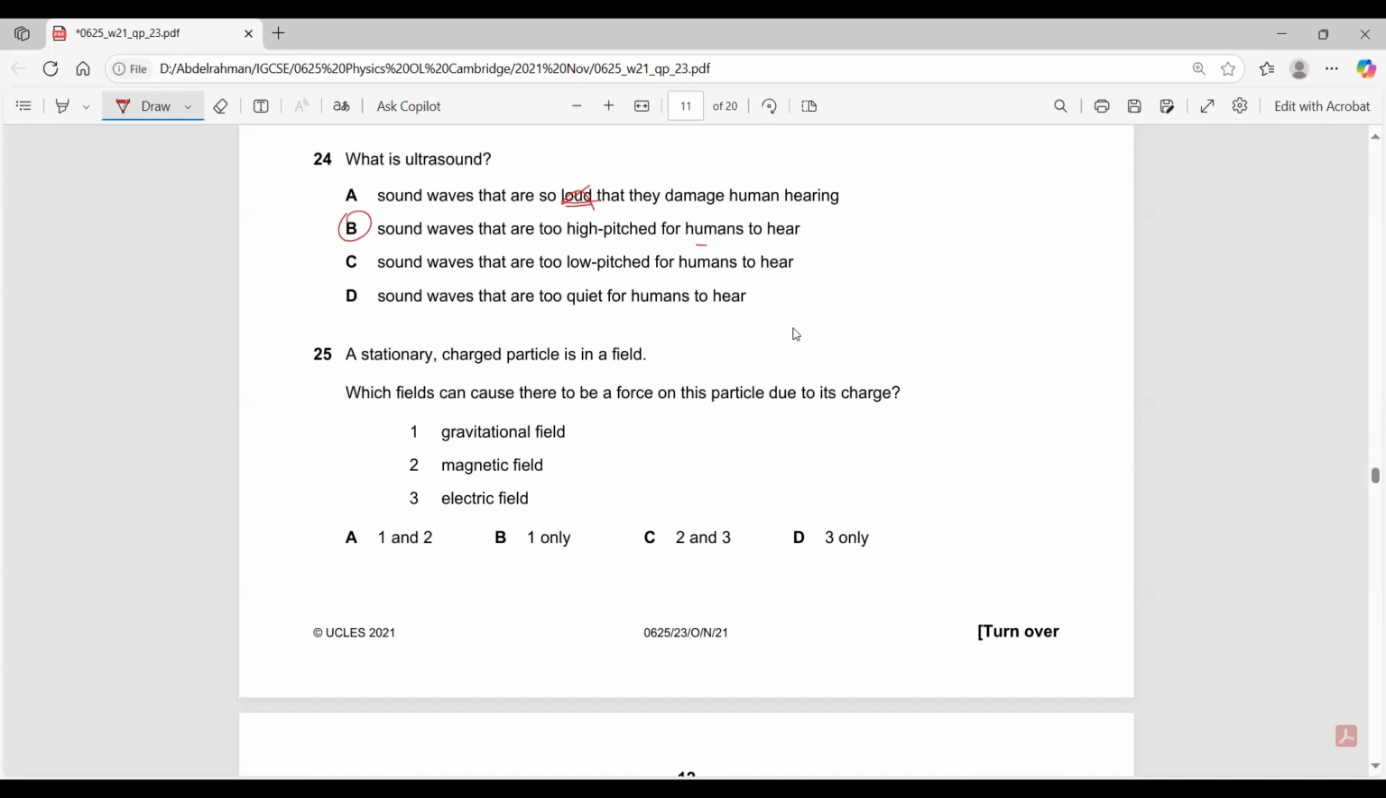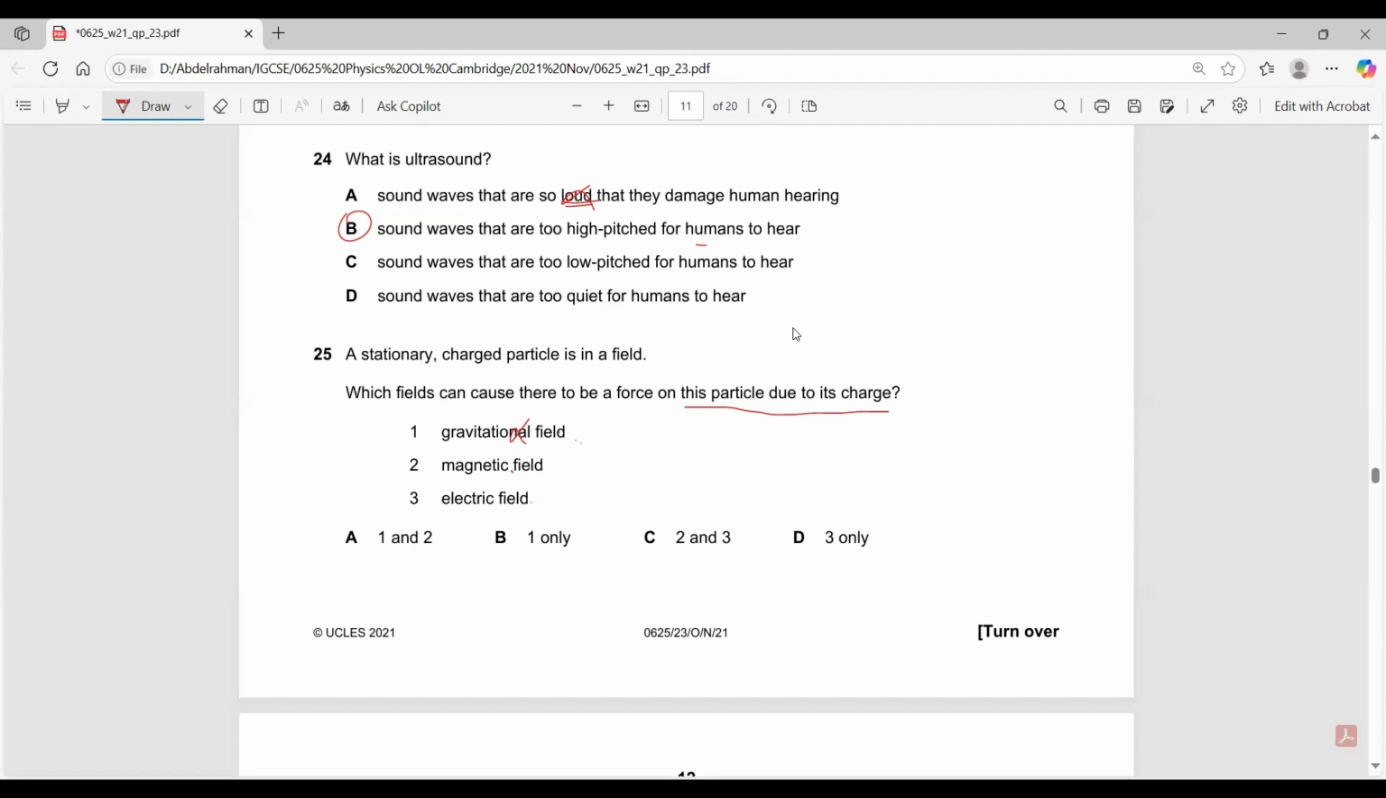Which field can cause there to be a force on this particle due to its charge? Gravitational field, magnetic field, electric field. So if this is a positive or a negative charge, would a gravitational field affect its motion? Would it attract it, for example? Would it repel it or anything? No, it would do nothing. So a gravitational field is wrong.